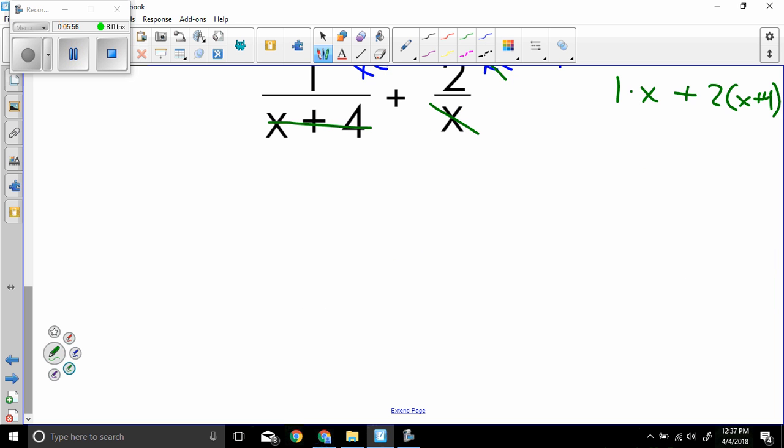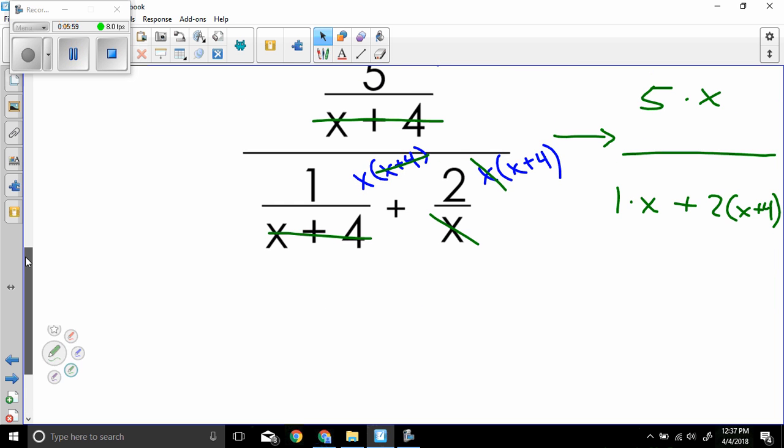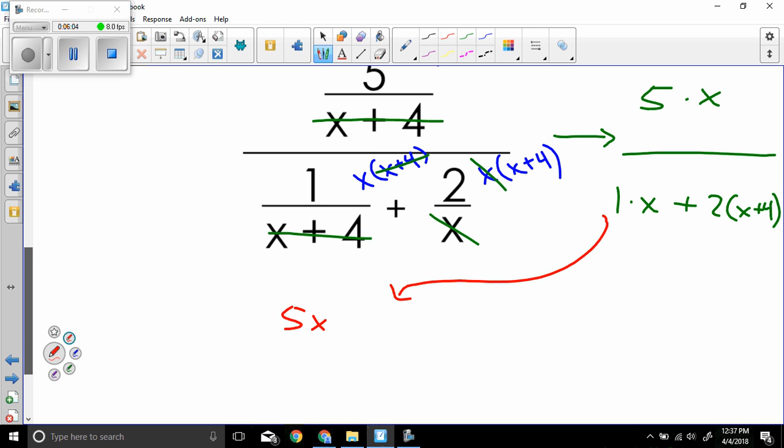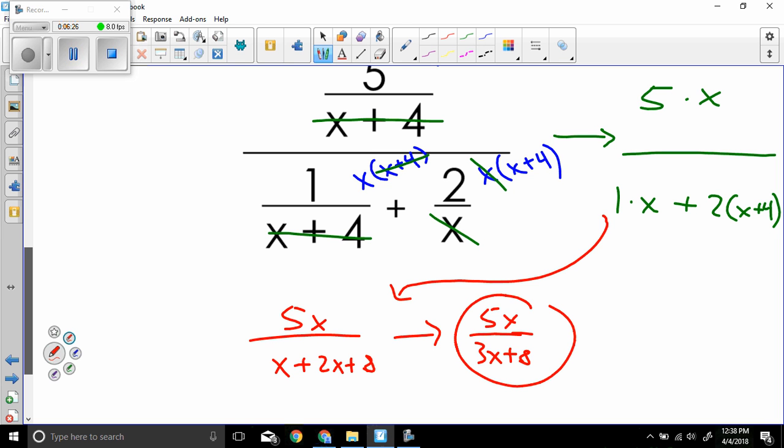Now I just need to simplify. On the top I got 5x. So I'm going from here over here. 5x divided by x plus 2x plus 8, which then becomes 5x over 3x plus 8. And of course, the top can't factor, the bottom can't factor, so this is going to have to be the final answer. That would be a great time in the video to pause it, write it down again maybe, and work through that problem.